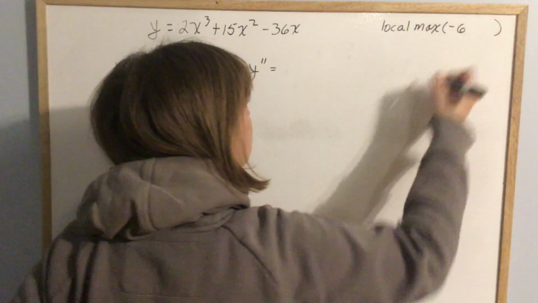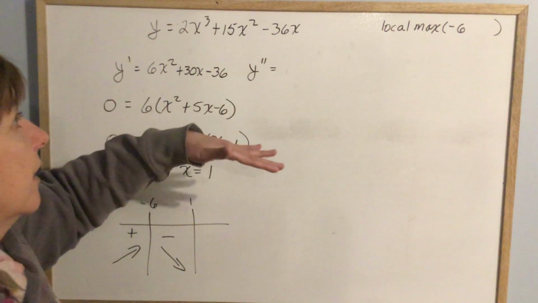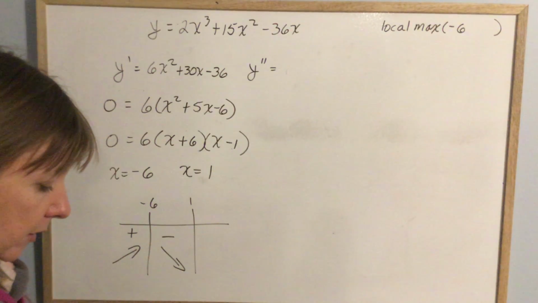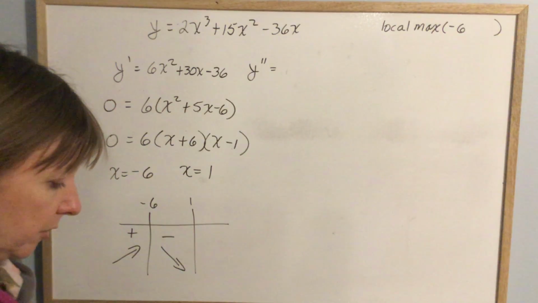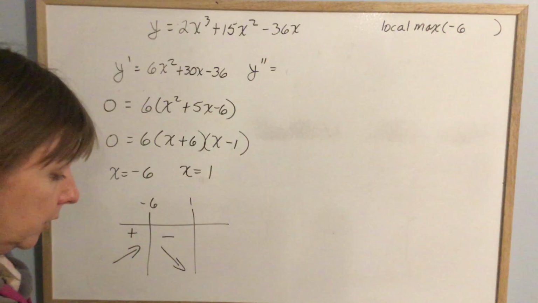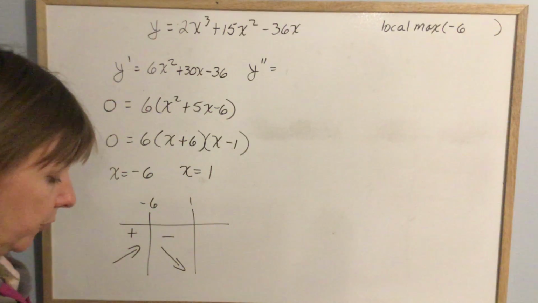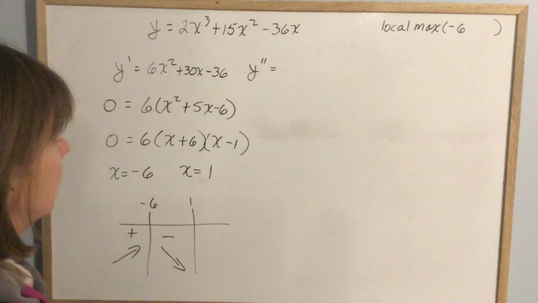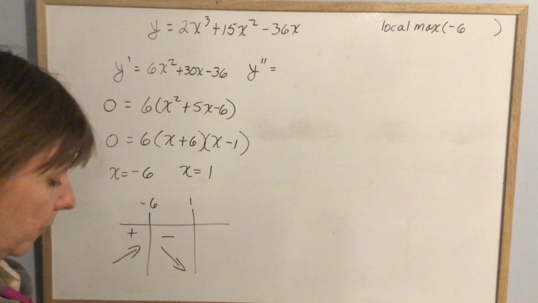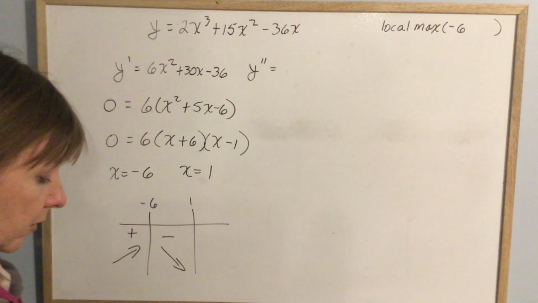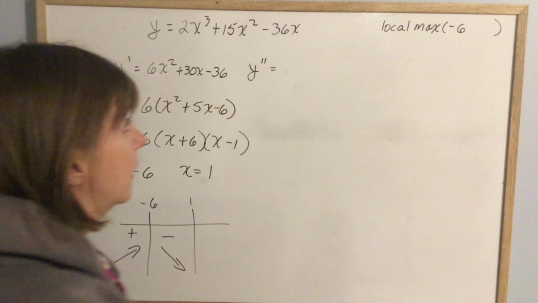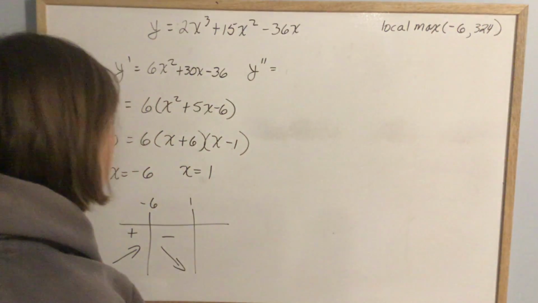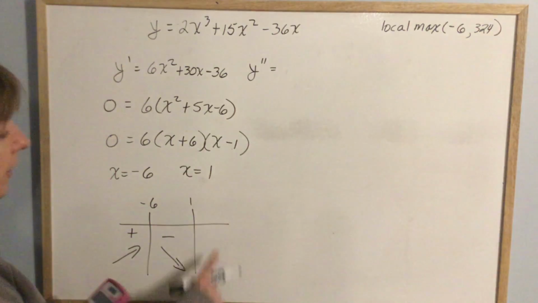where x is negative 6, sorry. So I'm going to take that negative 6, I'm going to put it back in here to figure out my y. So, negative 6 cubed times 2 plus 15. Negative 6 squared is 36, so times 36 minus 36 times negative 6. I get, whew, that is a max. I get 324. That is a maximum. Now I need to pick a number bigger than 1.